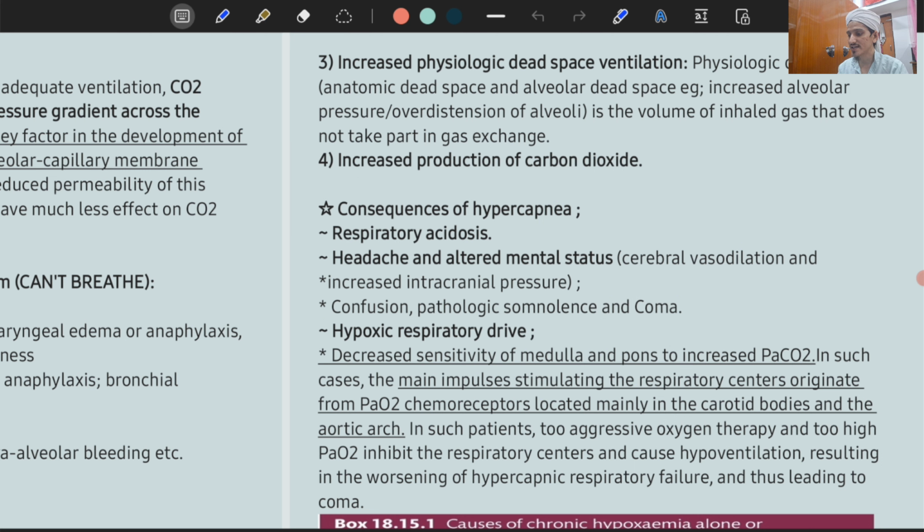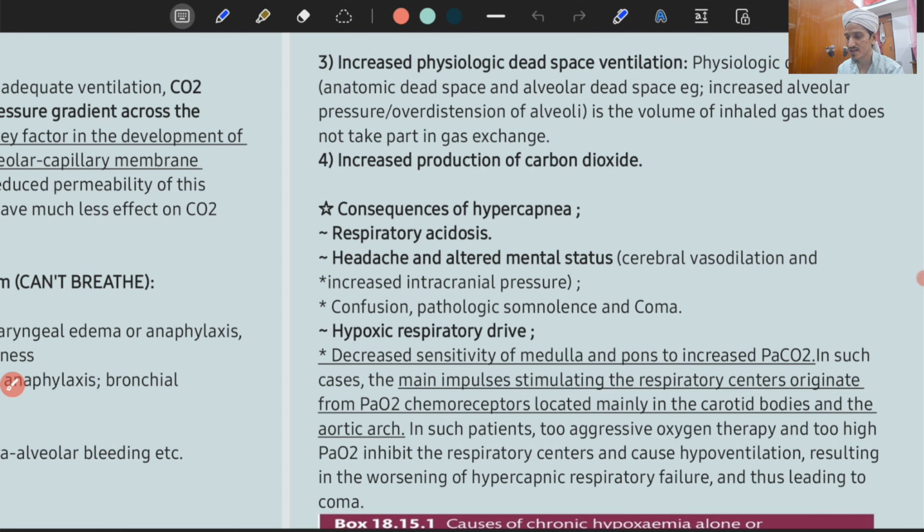Let us read. Decreased sensitivity of medulla and pons to increased PCO2. In such cases, the main impulses stimulating the respiratory centers originate from PO2 chemoreceptors located mainly in the carotid bodies and the aortic arch. In such patients, too aggressive oxygen therapy and too high PO2 inhibit the respiratory centers and cause hypoventilation, resulting in worsening of hypercapnic respiratory failure and thus leading to coma.